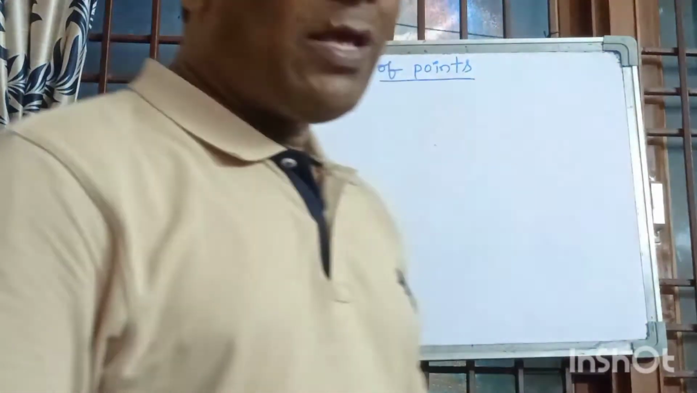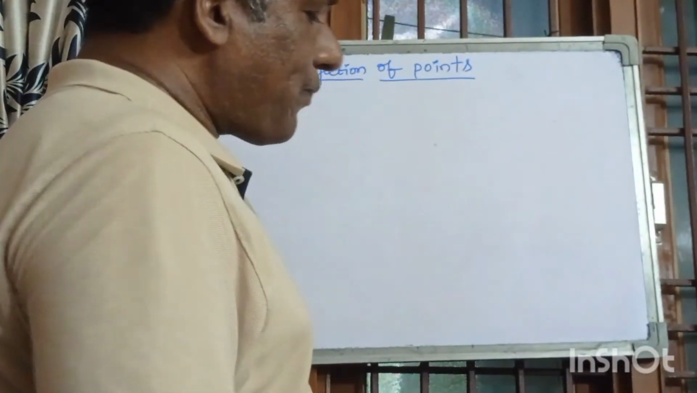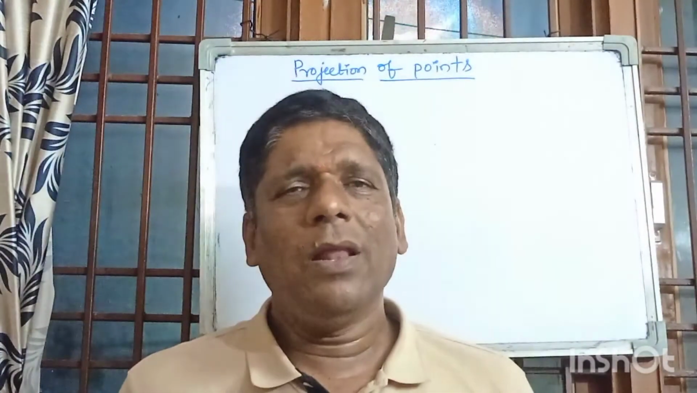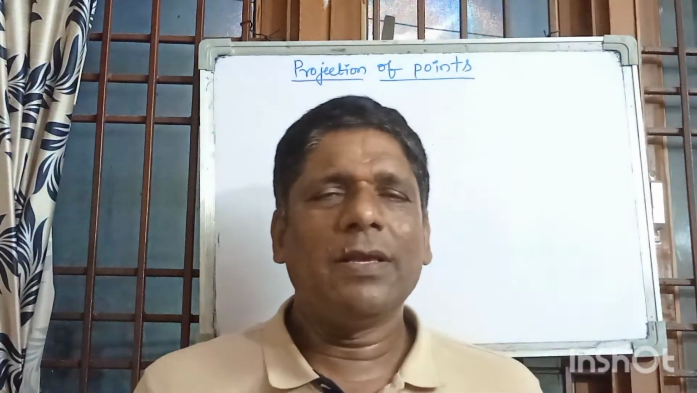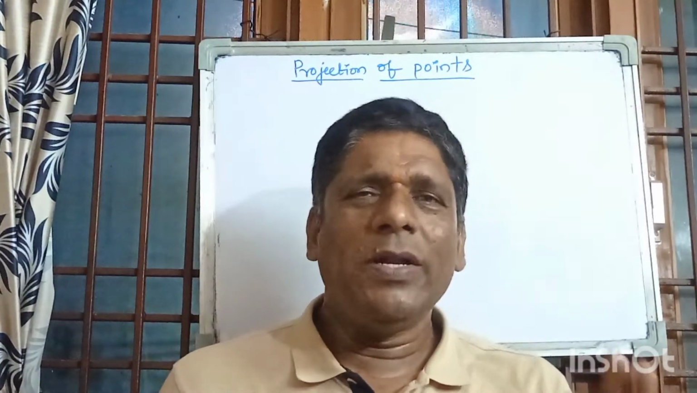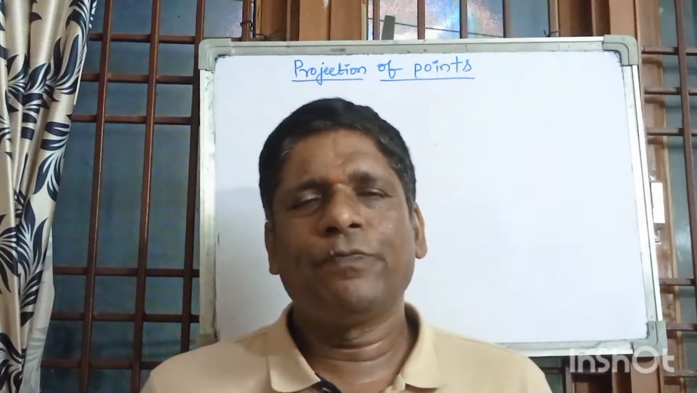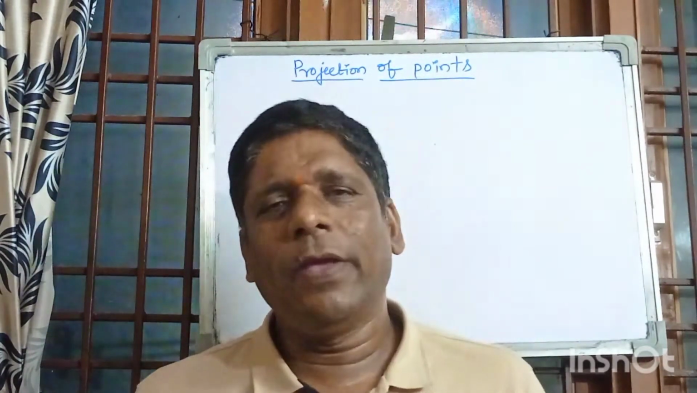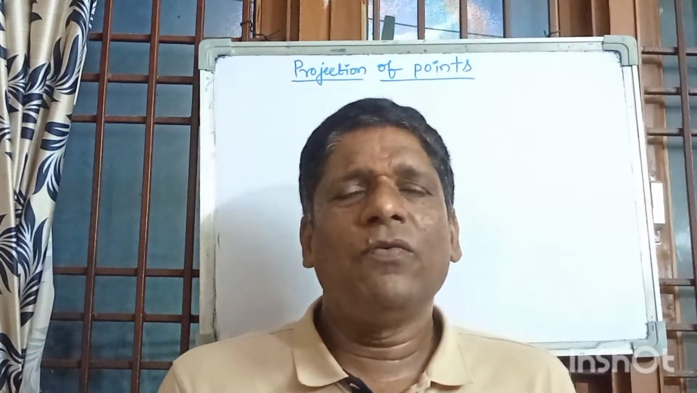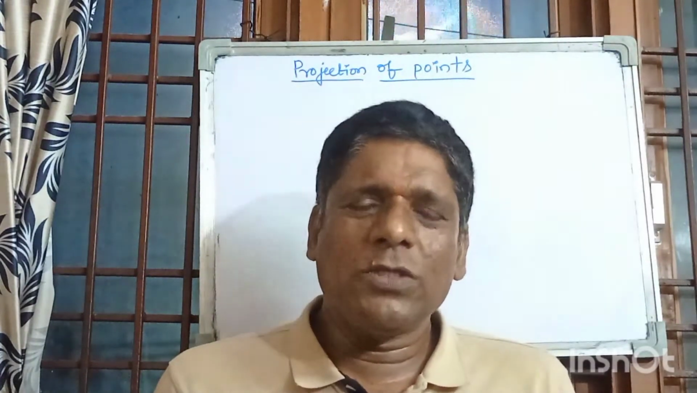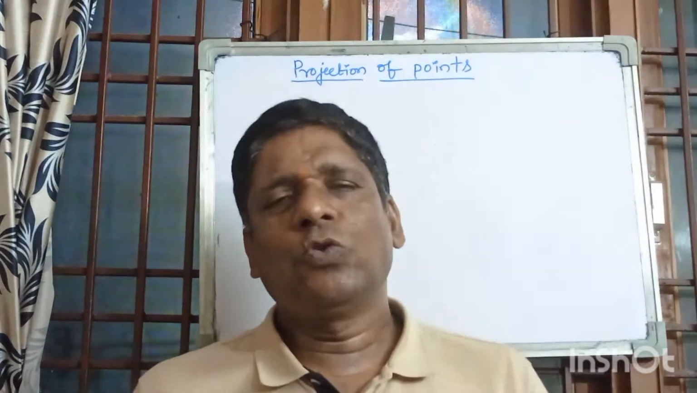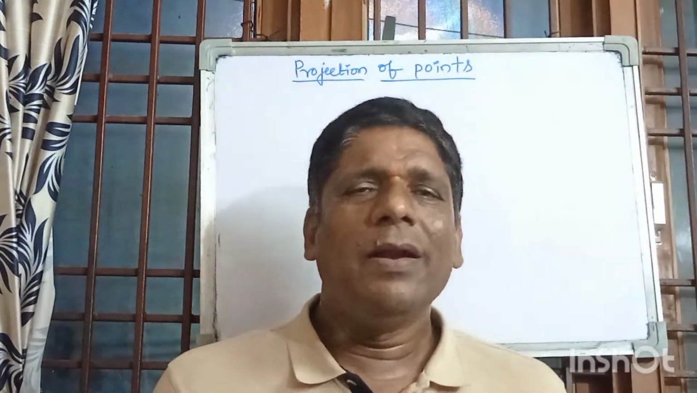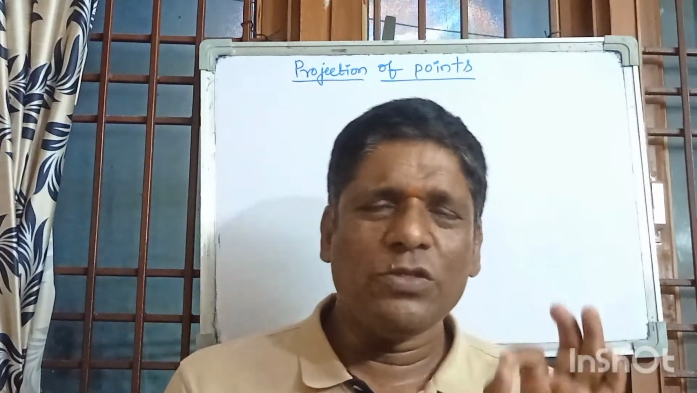Okay. So here I am giving a question, suppose a point is there. Note down the question. A point A is 20 mm above HP and 30 mm in front of VP. Once again I will repeat the question. A point A is 20 mm above HP and 30 mm in front of VP. Draw its projections. So suppose this is the question.